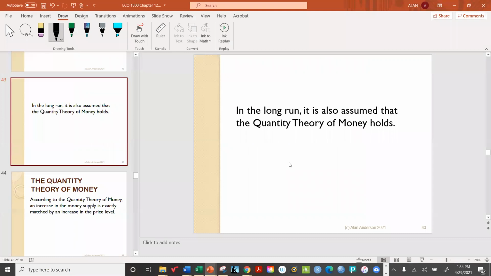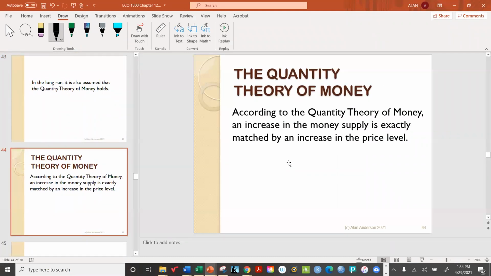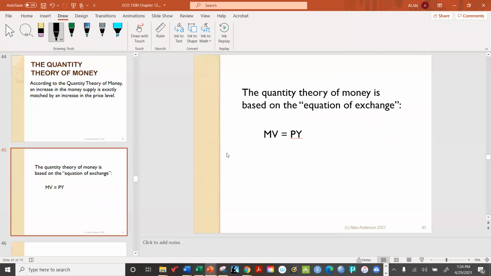But anyway, the quantity theory of money tells us that with all of the assumptions we're making, an increase in the money supply is simply matched by an increase in the price level, which in effect implies that monetary policy in the long run will be ineffective. Because if the Fed raises, let's say, the money supply by 10%, the only thing that will happen is that prices will go up 10%, and then nothing has changed in real terms. But the formulation of it is right here, MV equals PY. We call this the equation of exchange.